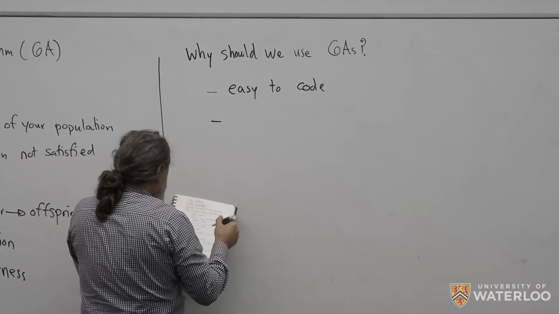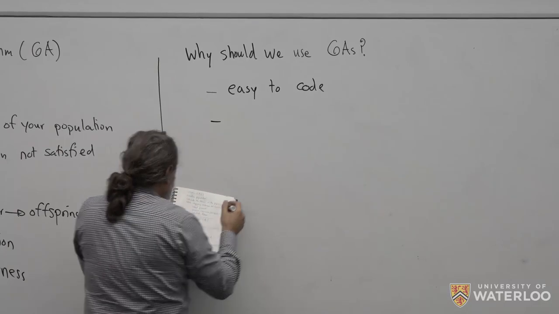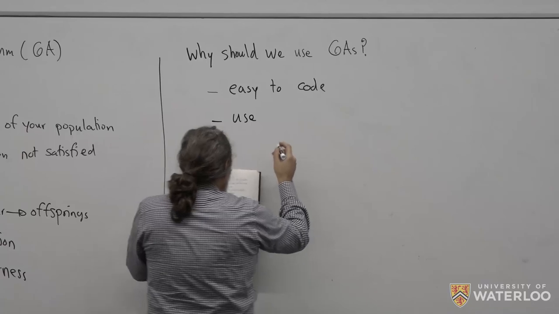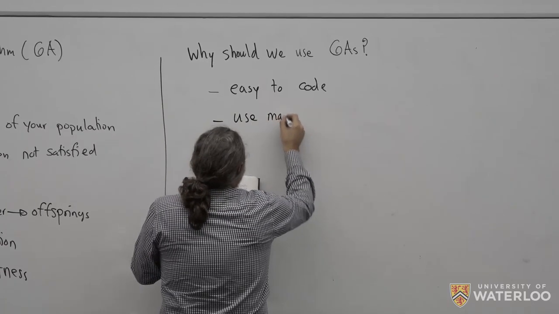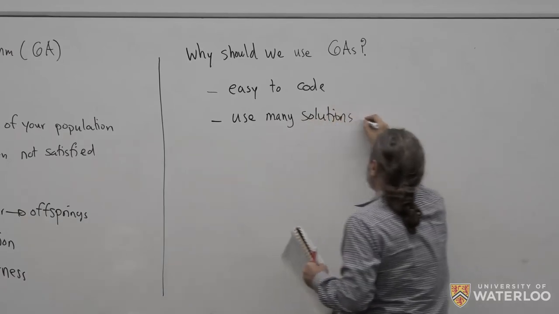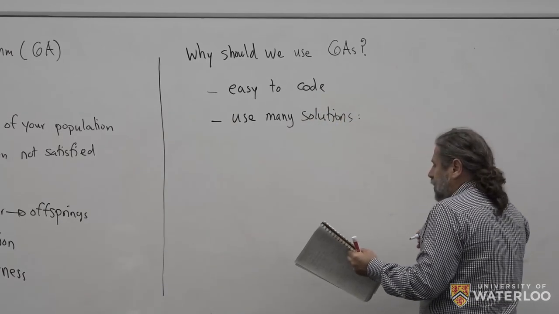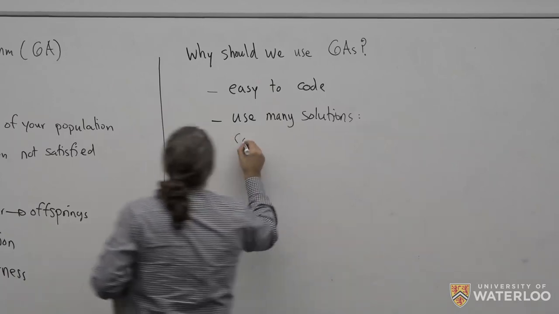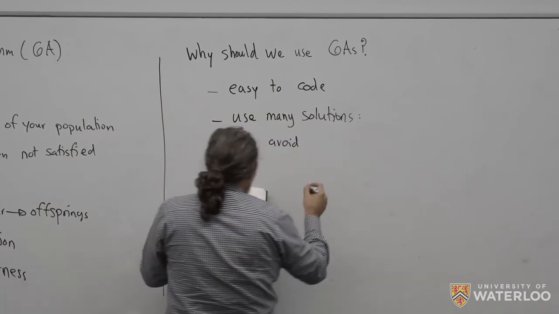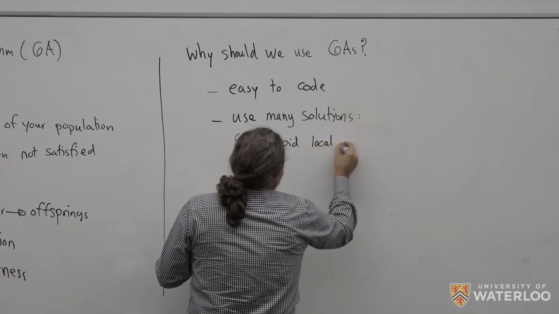So another reason that we should use genetic algorithms is that they provide many solutions. That means they can avoid local extrema.